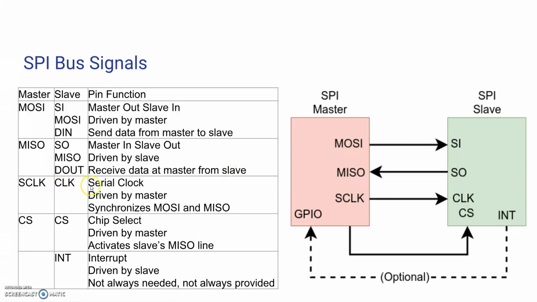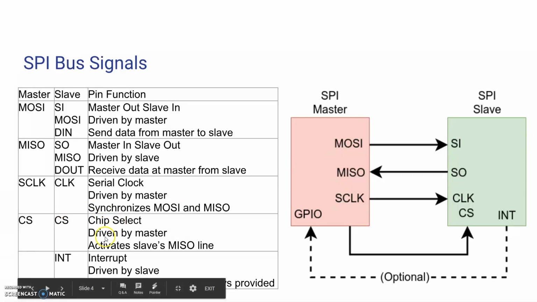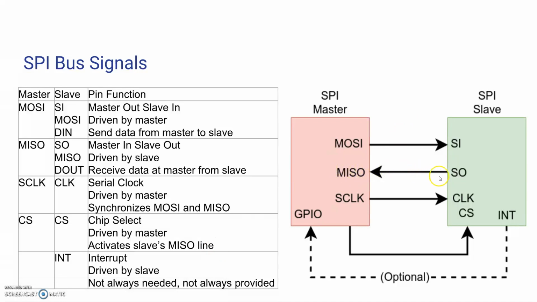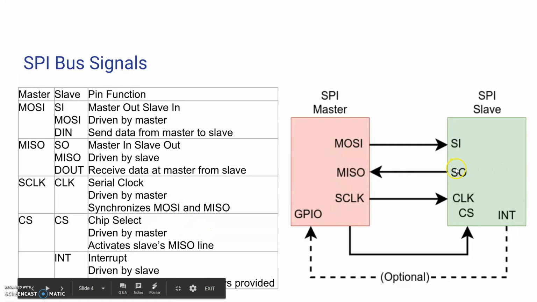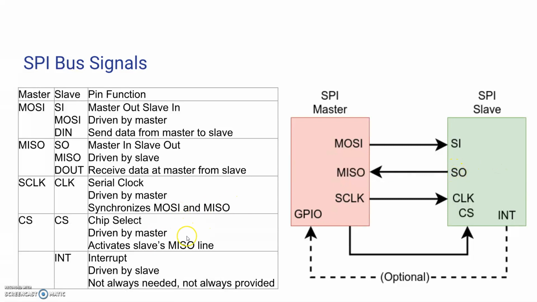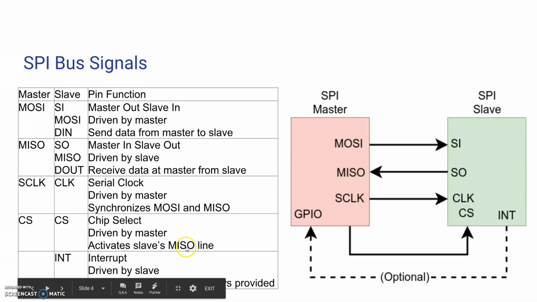In order for the transactions to be synchronized, we need a serial clock, which is the SCLK. Okay, so the SCLK is driven by the master. This synchronizes both the MOSI and the MISO lines. Then we have the chip select or slave select, and that is also driven by the master and activates the slave's MISO line. This implies that MISO is high Z until the chip is selected. Okay, that's important to note. If the slave is not selected, the output from the slave is high Z, and there's nothing to read from there.